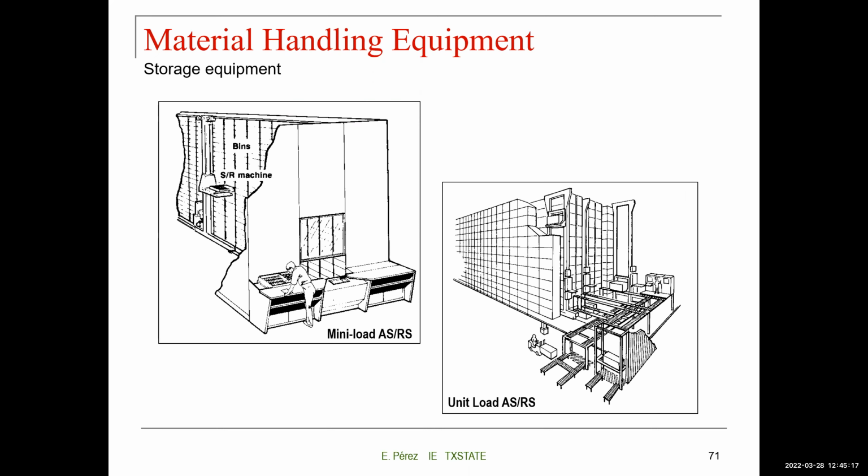Some other configurations, these are larger scale. The mini-load ASRS. Same idea: you are using this automated equipment to store and pick up, in this case, boxes or items that you need from your storage. So you have these carts that will move up and down, and they will have information about where the items are located. If you need them, you mark the code, and those will be brought to you at the receiving area.